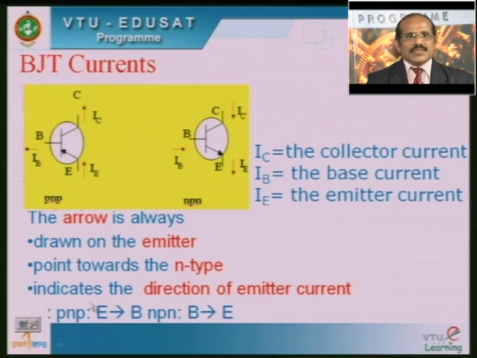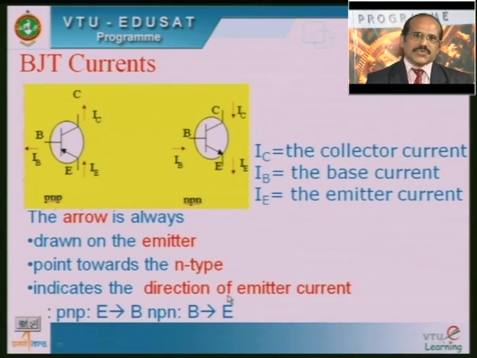So this arrow always indicates the direction of emitter current. In the PNP type, the emitter current flows towards the base region, whereas in NPN it is away from the base region. So in case of PNP, the current flows from emitter to base, whereas in NPN it flows from the base to emitter here.